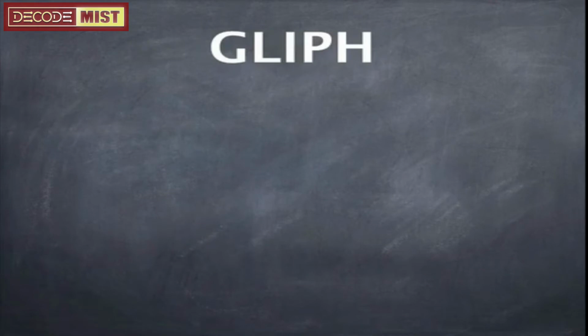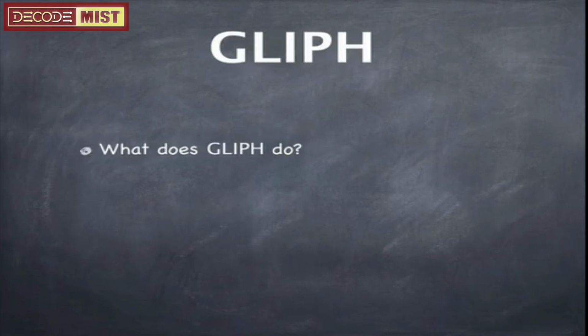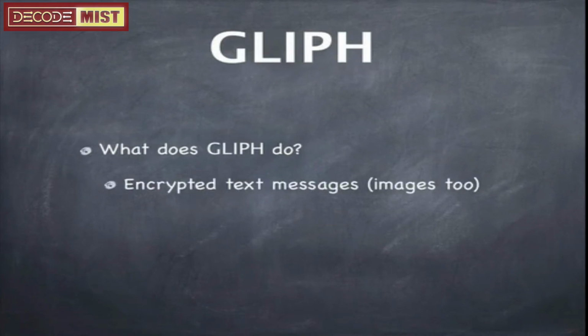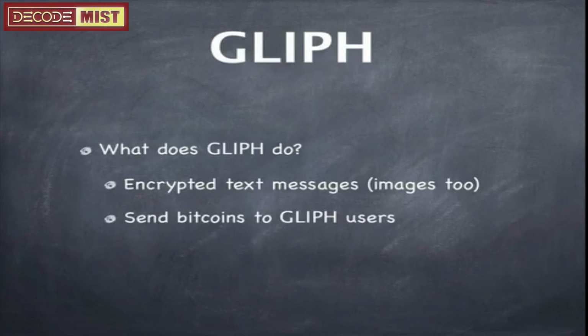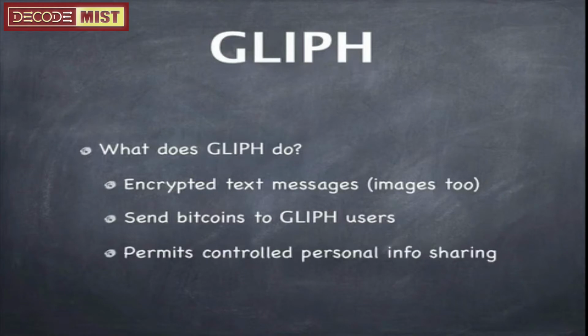Okay, so what does Glyph do? Glyph does three main things, and it does them rather well. Glyph lets you send encrypted messages, including images, as well as Bitcoins via a slick behind-the-scenes interaction with an online web wallet like Coinbase. And finally, Glyph also lets you store and share personal information on a very granular level.